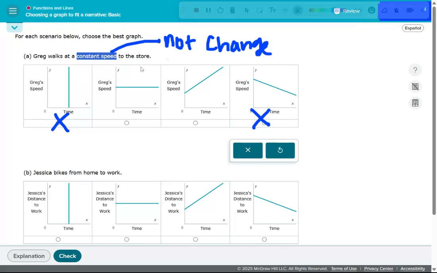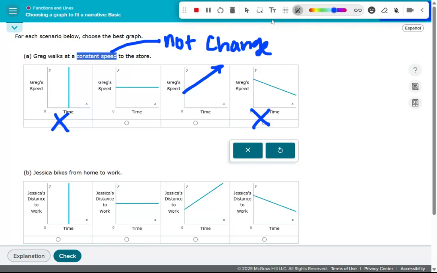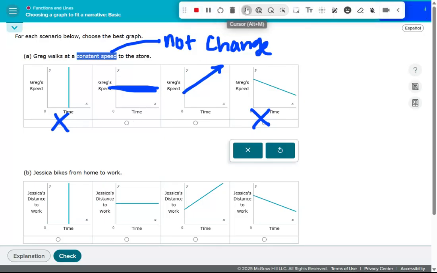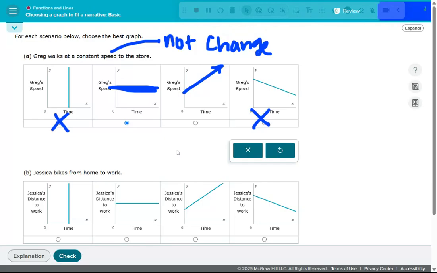So he's walking at a constant speed to the store. So what's not changing? The speed is not changing. So the speed wouldn't be increasing because that's saying that he's walking really fast. He's starting out maybe slow and then walking and running and sprinting, where the speed is increasing over time. But in this case, and there's no undo tool, it's just going to be constant. He's not changing the speed. So it should be, in this case, option B.